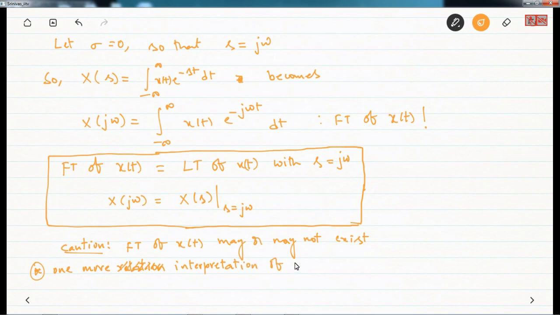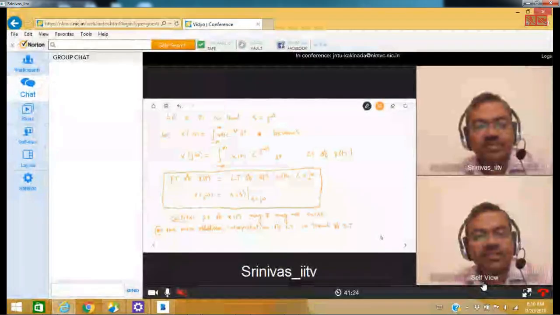Interpretation of Laplace transform. One more interpretation of Laplace transform in terms of Fourier transform is this. So let's see what that interpretation is.